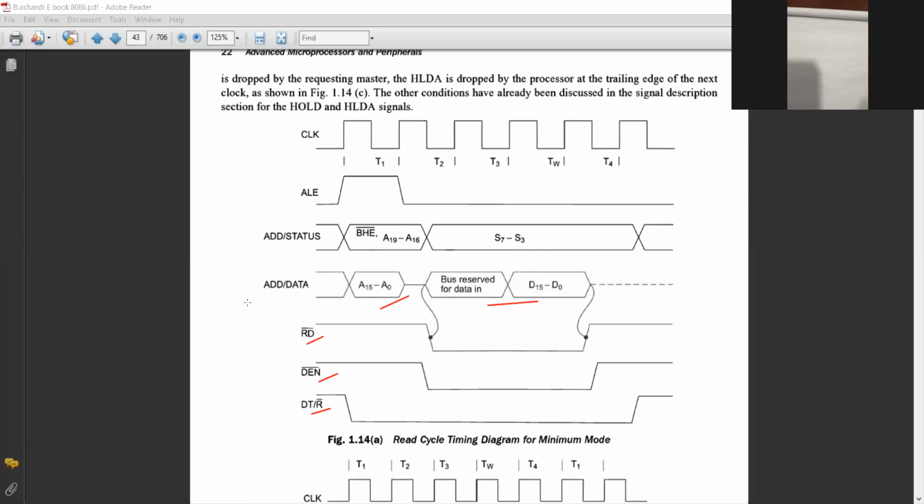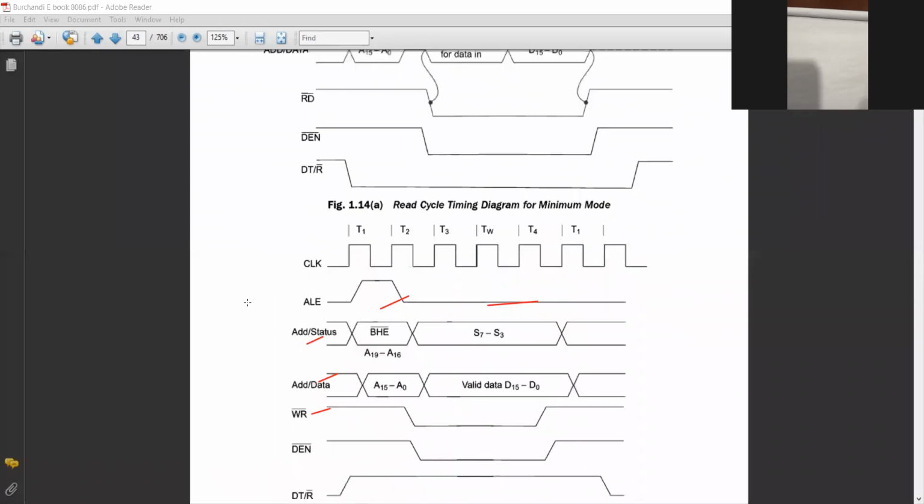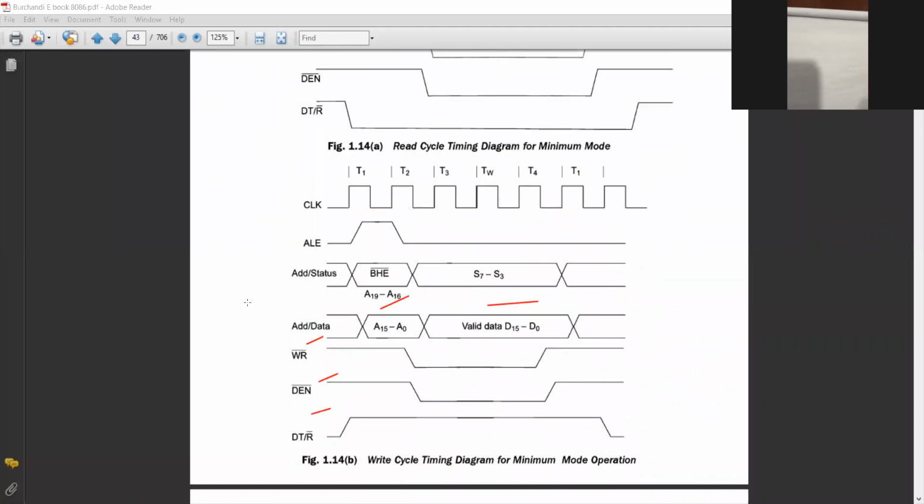Just see, it's a read cycle. That's why it's low. Whenever I'm talking about the write cycle, then you will see DT/R bar will be high. Going down, the write bar signal is low, and the DT/R bar signal is now high. So that is the difference between this one and that one.